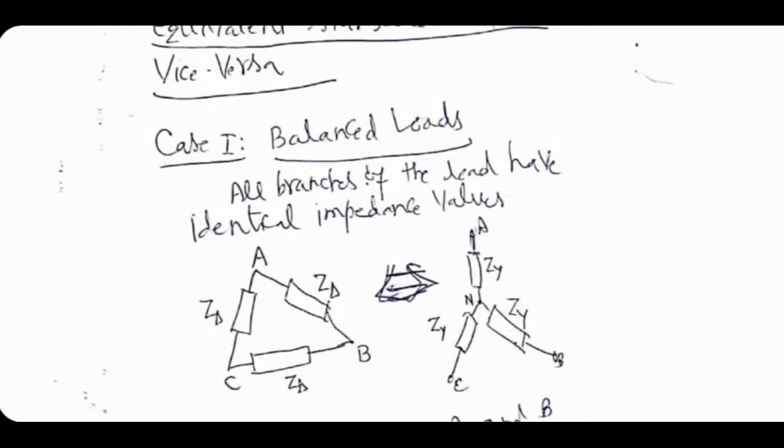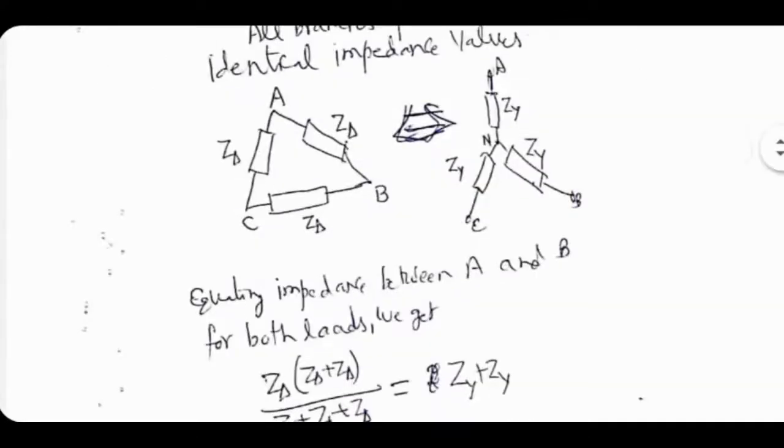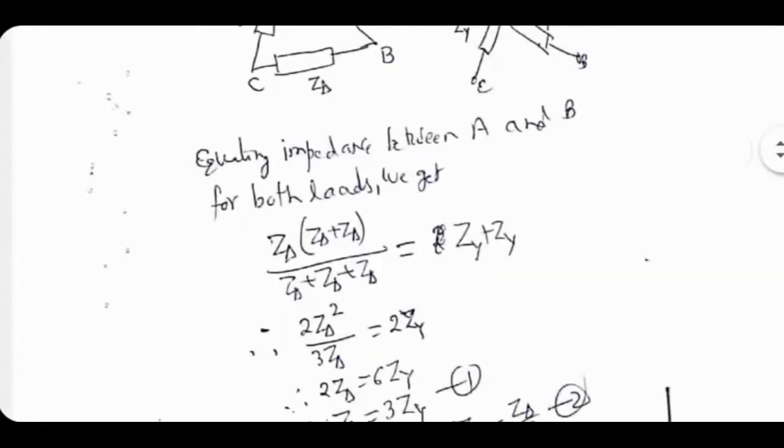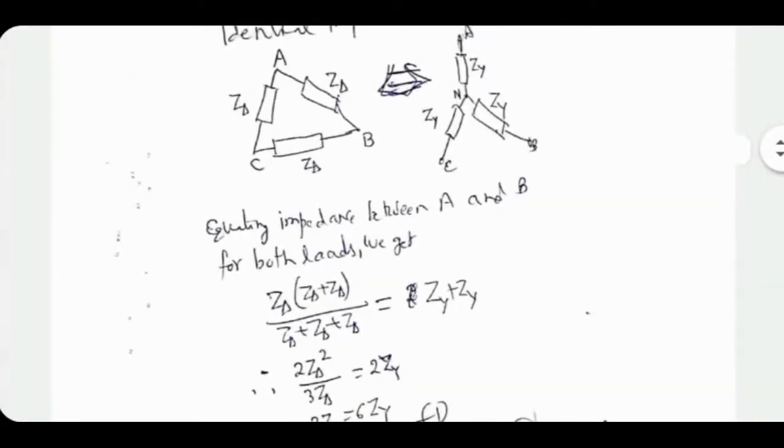In the Y configuration, if you look at the impedance between A and B, C node is open, so that will not count. So what you have got is ZY plus ZY, so you have got 2ZY. So you equate the two results. Z delta multiplied by Z delta plus Z delta divided by Z delta plus Z delta plus Z delta. That is the result for input impedance between A and B in the delta configuration. And in the Y configuration, the same result is ZY plus ZY.